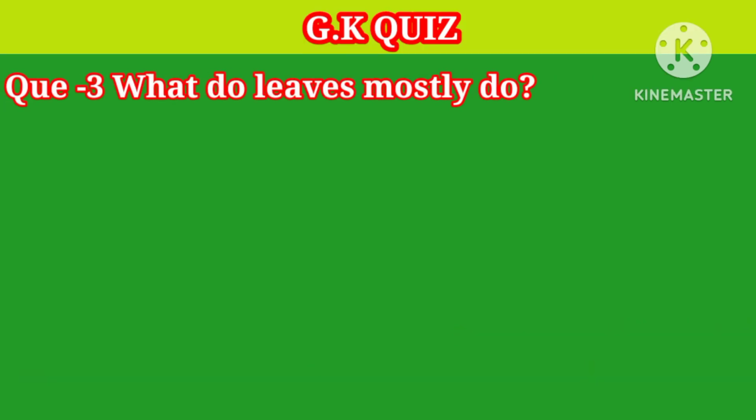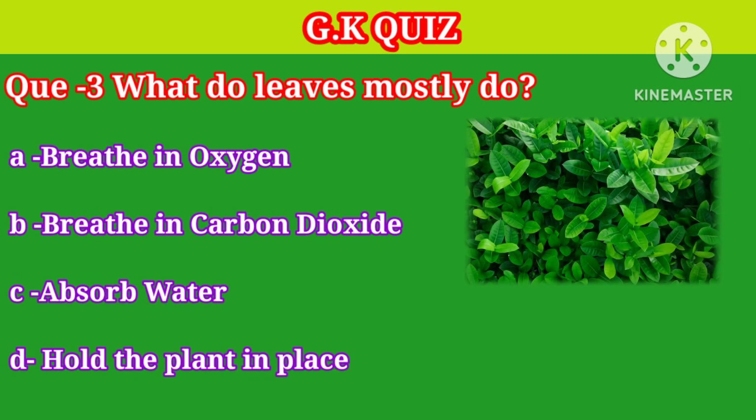Question number 3. What do leaves mostly do? Your options: A. Breathe in oxygen. B. Breathe in carbon dioxide. C. Absorb water. D. Hold the plant in place. Your right answer is breathe in carbon dioxide.